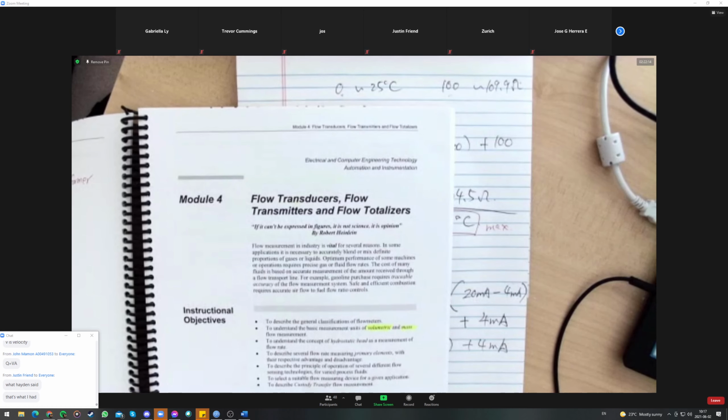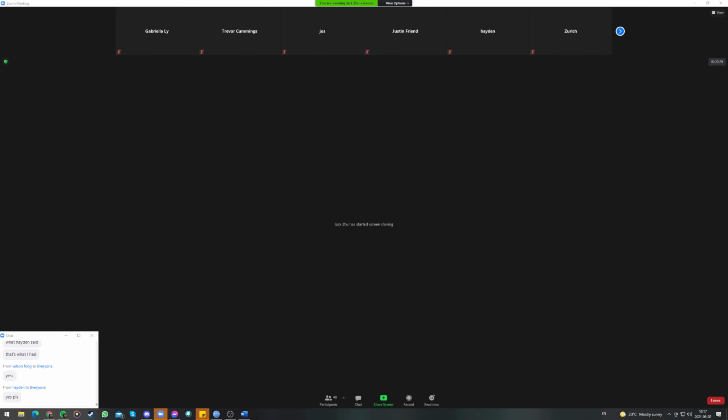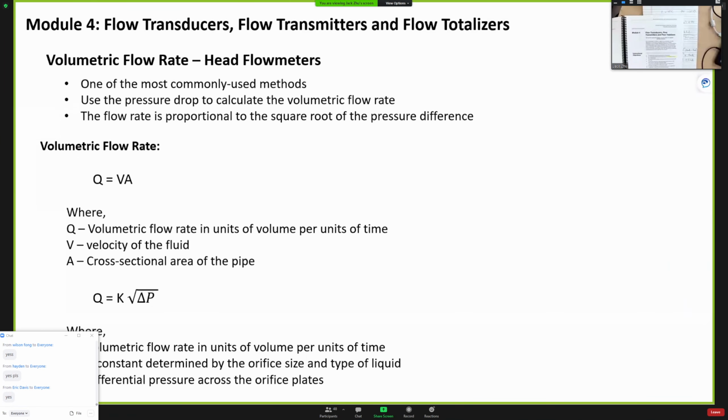So you better know that formula. Hayden, you are a good student. Now I know who's the good student in my class. Should I give you some extra bonus mark? Yeah, a good student should get some extra bonus mark.